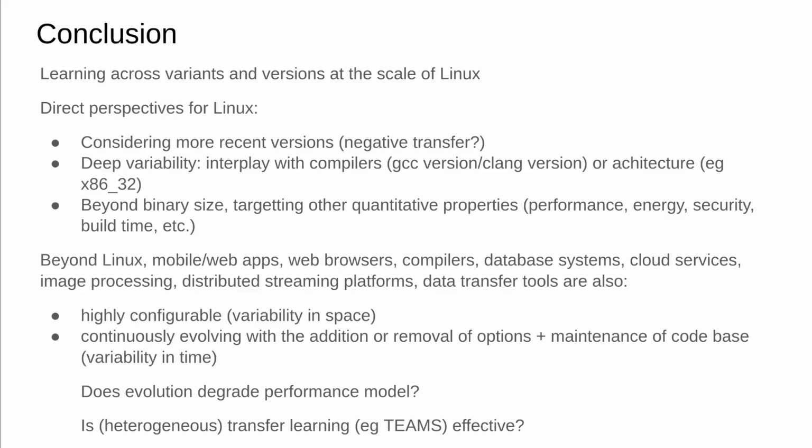Another perspective is to have a look at deep variability because we are considering the binary size, and maybe the consideration of another compiler like Clang instead of GCC could alter our result, and it's worth looking at. And beyond binary size, our approach is really suited to target other quantitative properties like performance, energy, security, build time, etc. And beyond Linux, there are many configurable systems or software systems that have a huge variant space and that should vary in time due to continuous evolution. And we can ask the two key questions of the article.